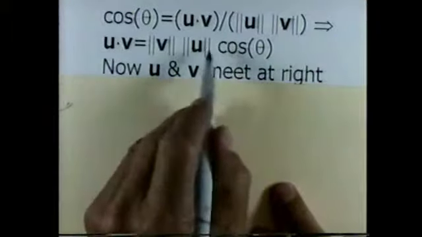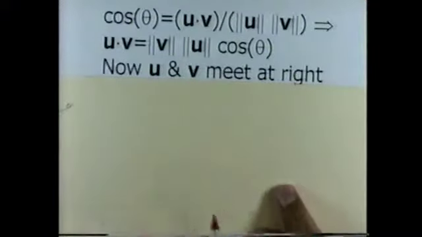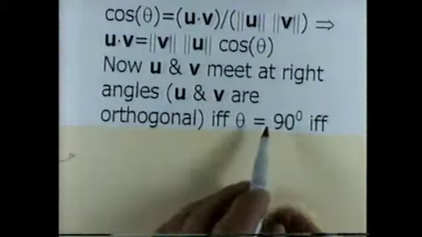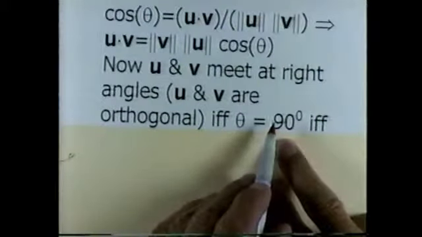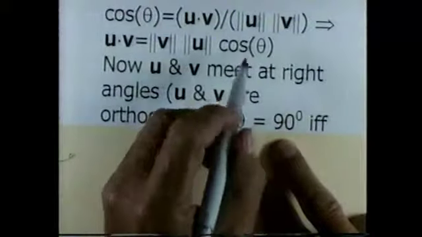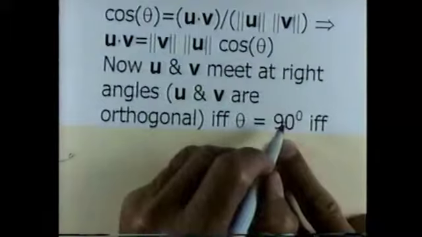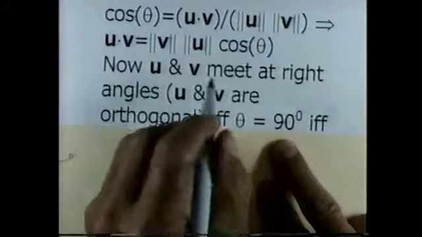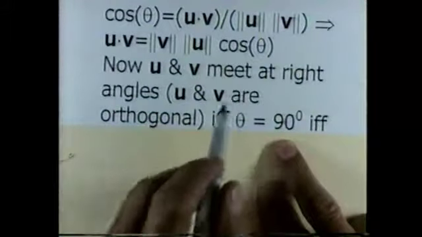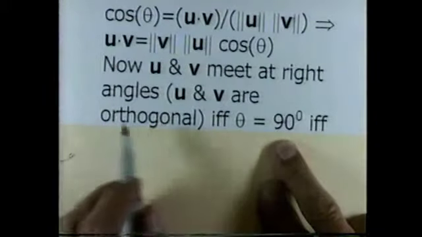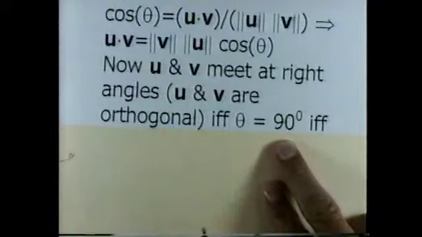Okay, now let's just consider this side. u and v meet at right angles if and only if theta is 90 degrees. So that's the definition of right angle. The two vectors will meet and form an angle of 90 degrees. A 90-degree angle is called a right angle. And we say that if u and v meet at right angles, then u and v are orthogonal.